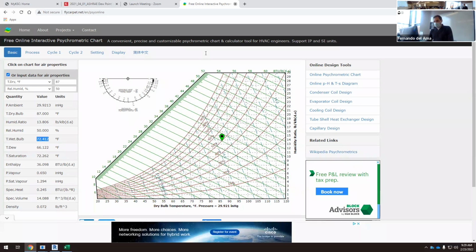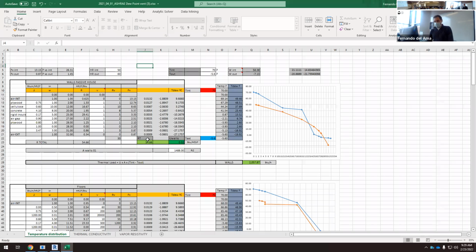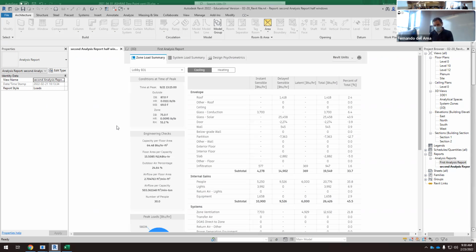Anyway, these are the conditions. So we have the outdoor conditions, negative 5.6, relative humidity 60. And then we have the indoor conditions. Do we have indoor conditions for Revit? I think we have set the conditions here. So this is outside and this is the zone, okay?